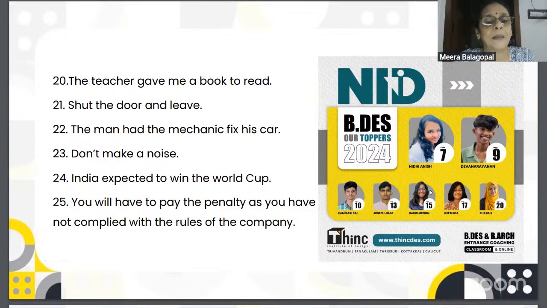You will have to pay the penalty as you have not complied with the rules of the company. So when you change it into passive voice, penalty is the object. So a penalty will have to be paid by you as you have not complied with the rules of the company.